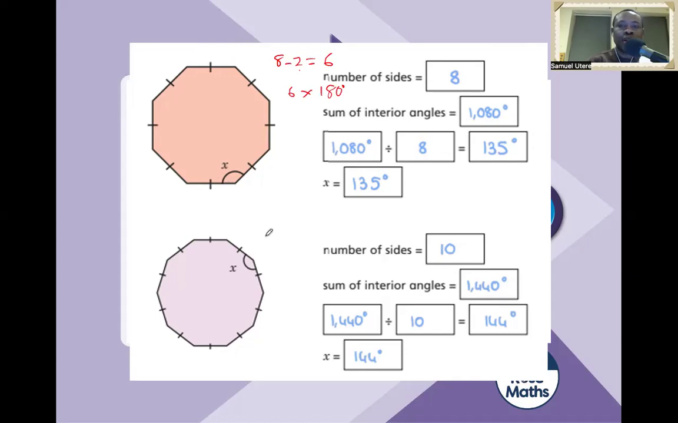Here we have 10. So we do 10 minus 2 to give us the number of triangles we can get. Next, we'll do 8 times 180 degrees. That gives us the sum of the interior angles. Next, to get each interior angle, we'll do the sum of the interior angles divided by the number of sides, which will give us 144 degrees.